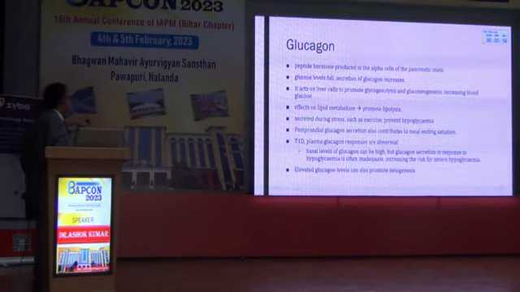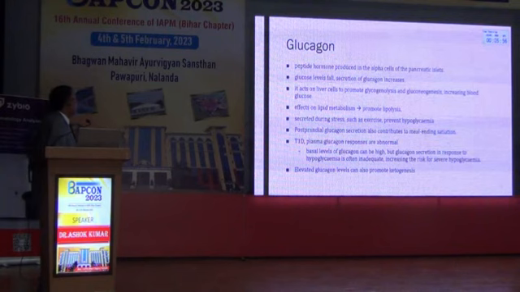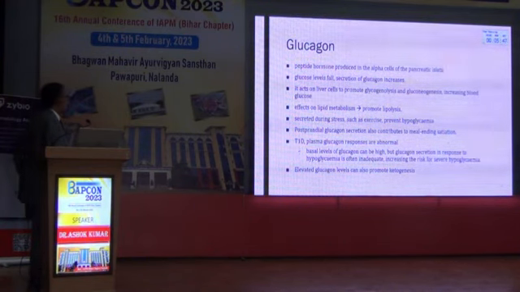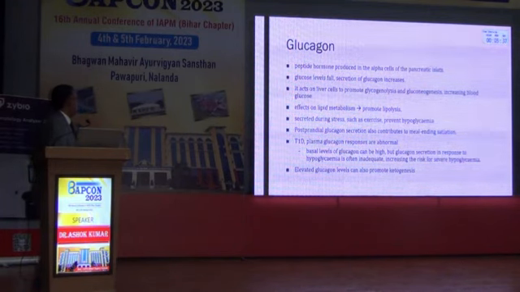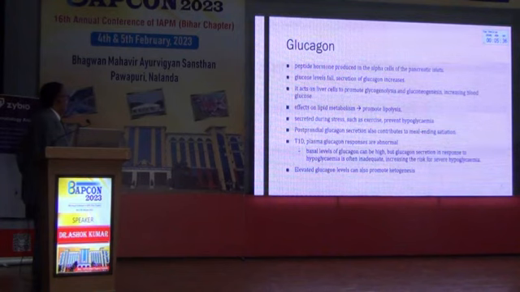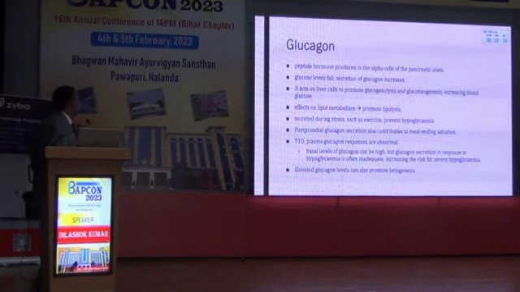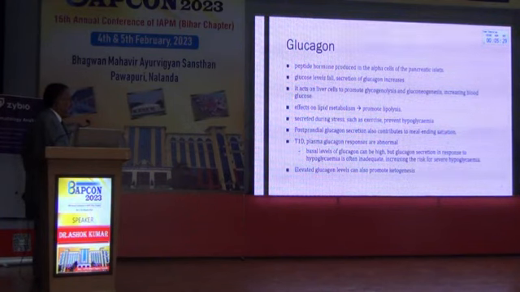Glucagon is a peptide hormone produced in the alpha cell of the pancreatic islet. When glucose level falls, secretion of glucagon increases. It acts on liver cells to promote glycogenolysis and gluconeogenesis, increasing blood glucose levels. On lipid metabolism, it promotes lipolysis. It is secreted during stress, such as exercise, to prevent hypoglycemia.